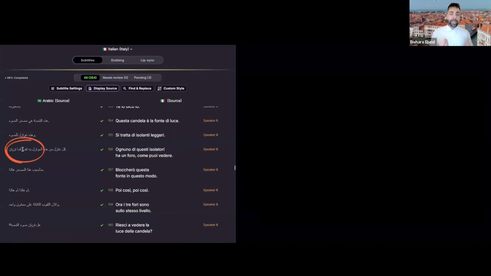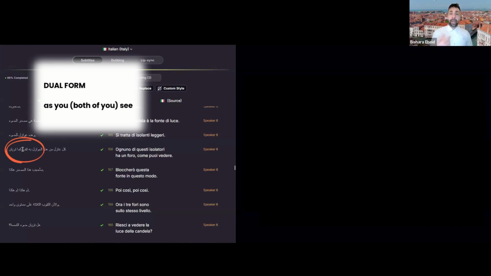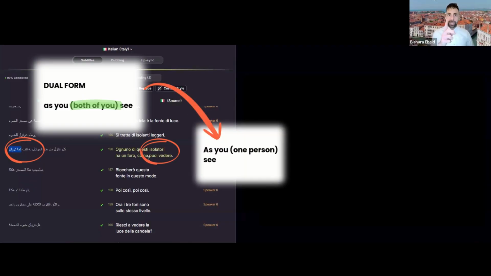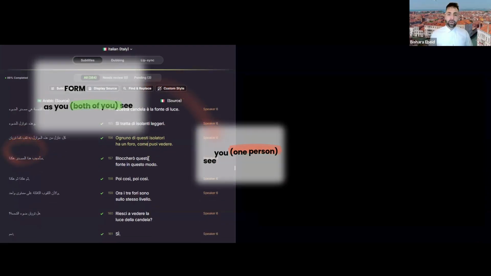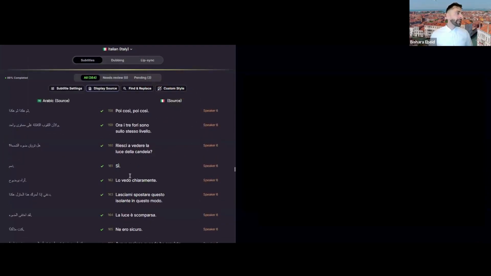Here the speaker is talking with two of his friends. He is using the verb 'as you see, both of you.' In the translation, it is 'as you see you,' just one person. And again, this means that the translation is wrong. Another case is 160 in the same passages, in the same context. The speaker is talking with his two friends, and again the verb was translated in the singular and not in the dual or plural form.